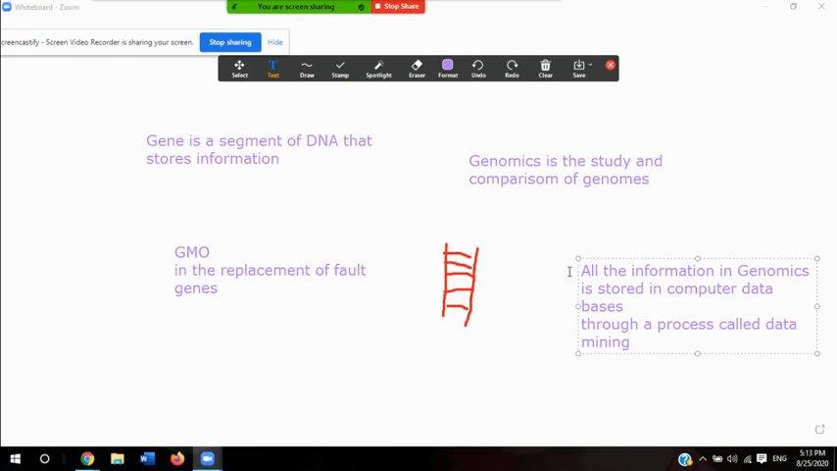Basically, genomics is the study of genomes, not just human genomes, but you can also study the genomes of other species, animals and plants and so on, and even bacteria. The information that has been obtained from the study of the genomes is in a database, and scrolling through the databases to find the different combinations is a process called data mining.